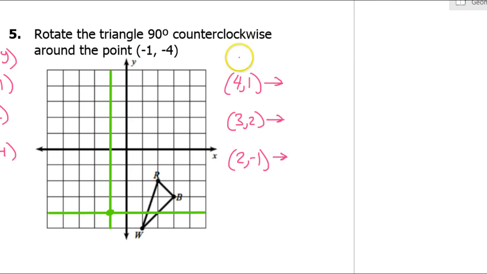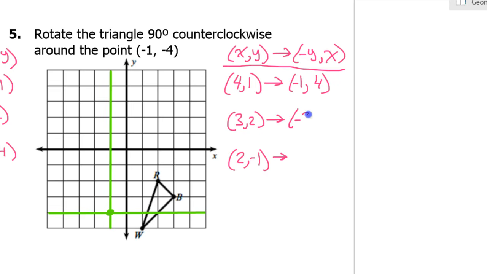Now we can use the rule. Okay, the rule for 90-degree counterclockwise rotation is that any point x, y will become the opposite of y, x. All right, and you need to memorize these rules. So opposite of y is going to be -1, and then x is 4. The opposite of y is -2. X is 3. The opposite of y is +1, and x is 2.